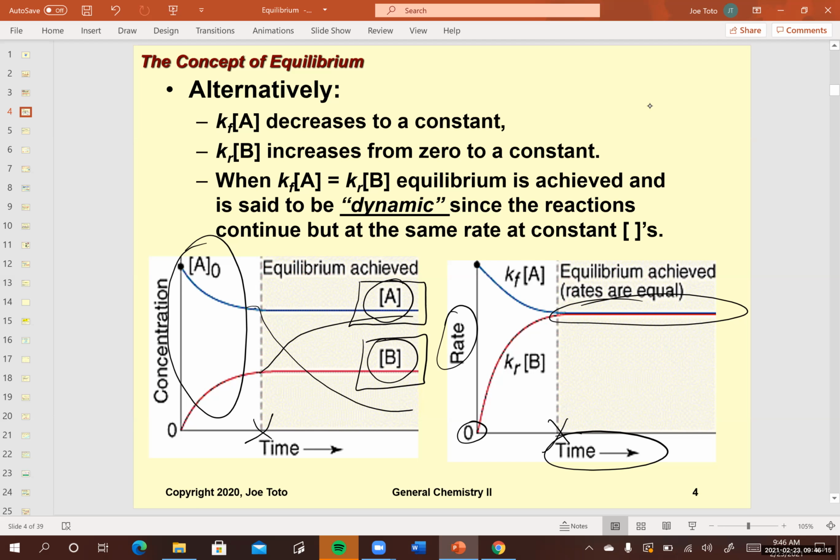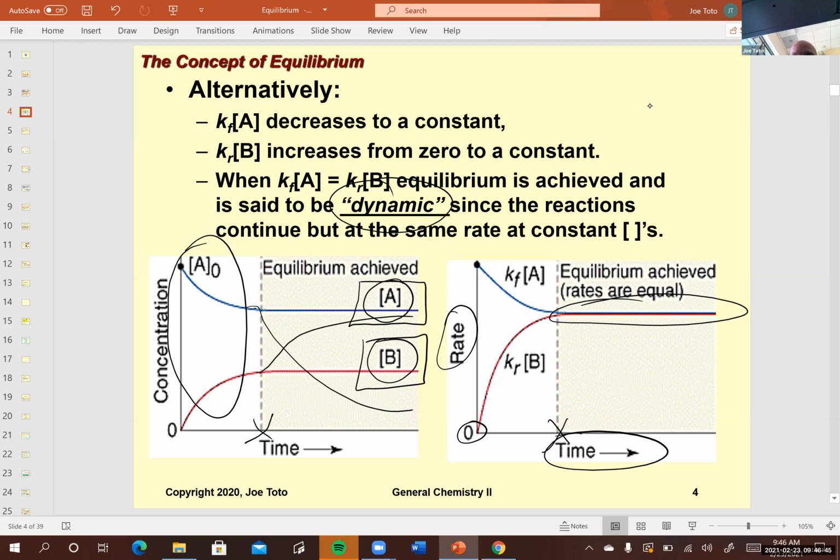So just to clarify, they're going to a point where they just stop changing concentration, but they don't necessarily have the same concentration. Yes, and on top of that, not only do they not have the same concentration, but the reaction is said to be dynamic. And that means that the reactions are still taking place.